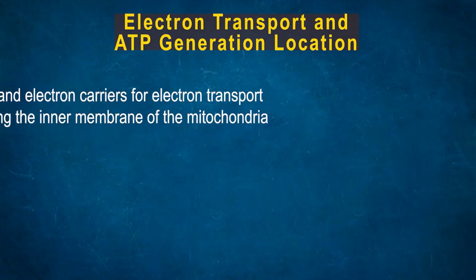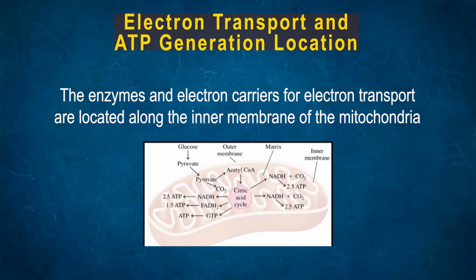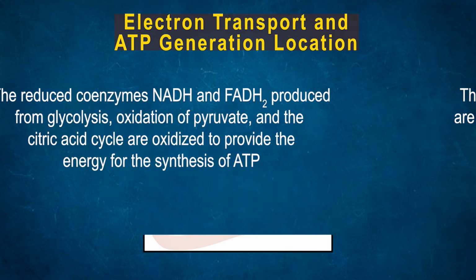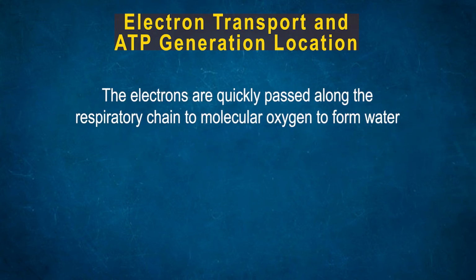Electron transport and ATP generation location. The enzymes and electron carriers for electron transport are located along the inner membrane of the mitochondria in eukaryotic cells. The reduced coenzymes like NADH and FADH2, produced from glycolysis, oxidation of pyruvate and the citric acid cycle, are oxidized to provide energy for the synthesis of ATP. The electrons are quickly passed along the respiratory chain to molecular oxygen to form water.